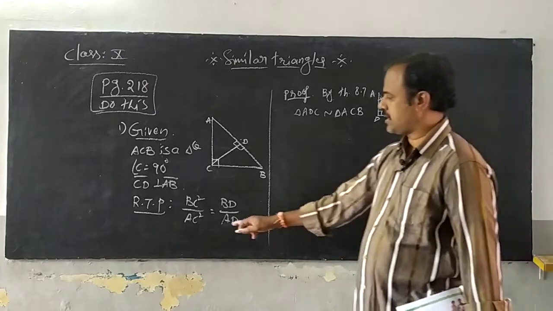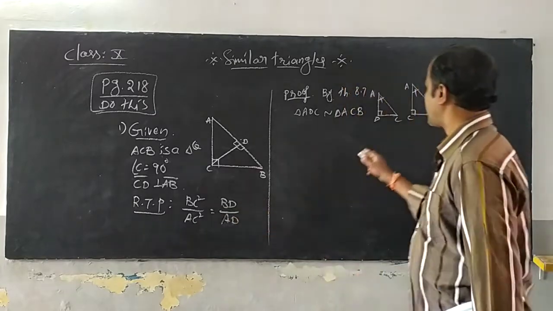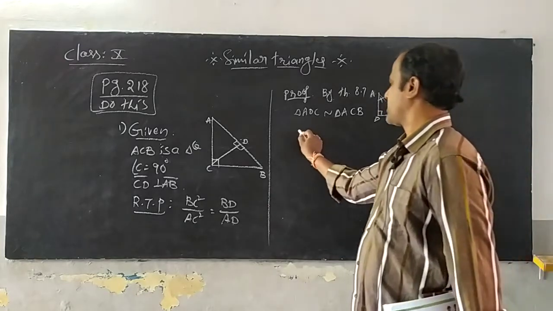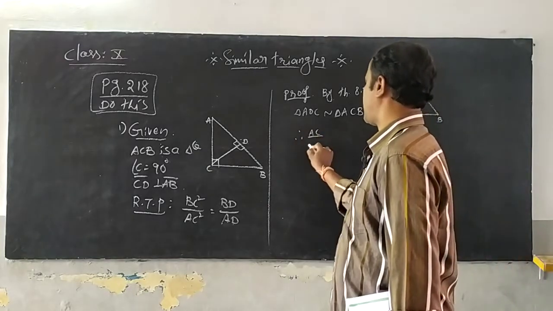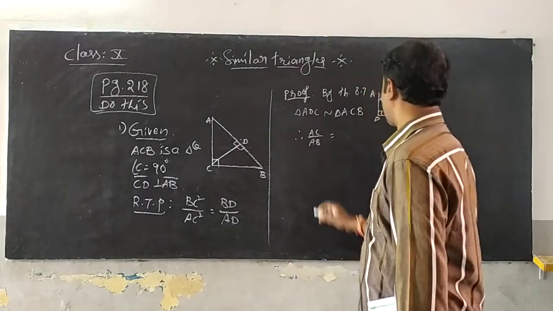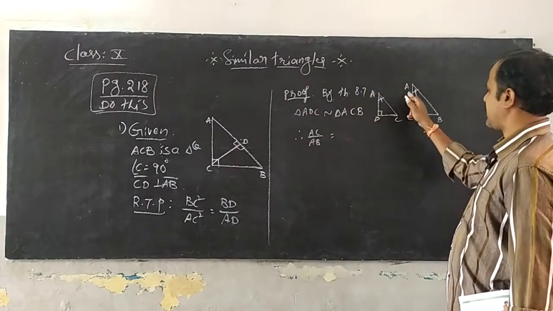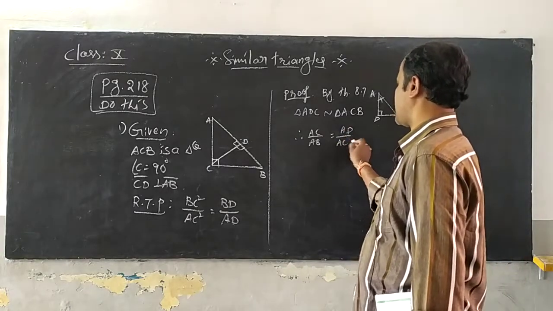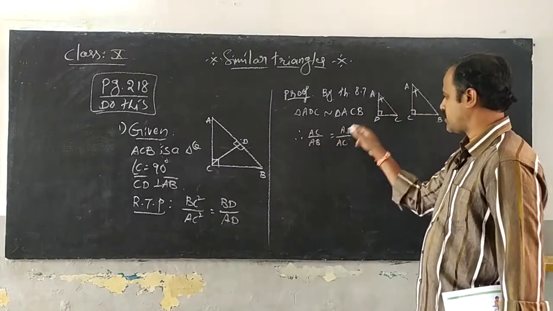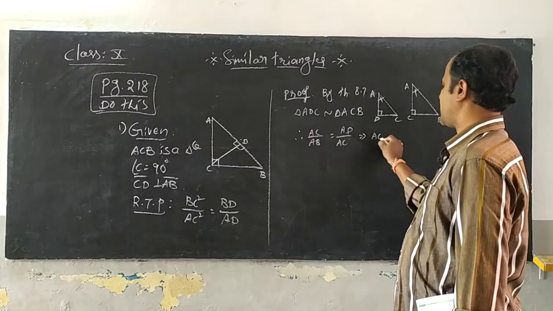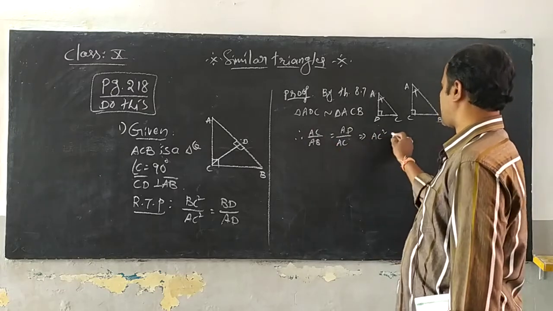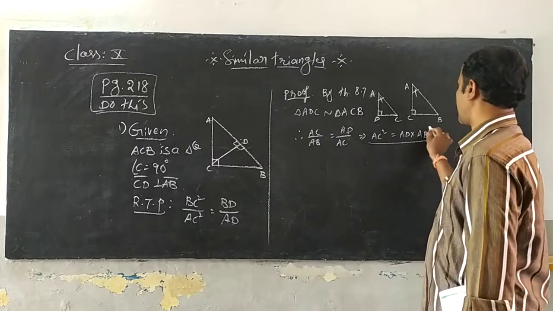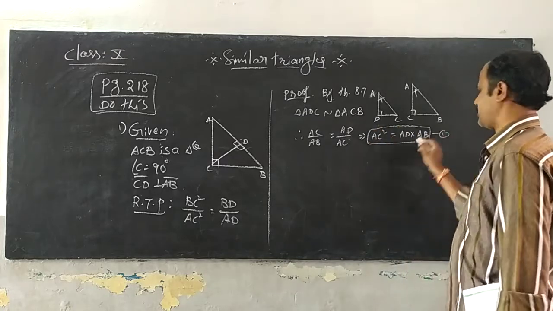Now we want AC square. So what is AC here? See, it is the hypotenuse. The same here, hypotenuse AB. Therefore AC by AB is equal to AD by AC, since here the corresponding side to AC is AD. Now make the cross multiplication. What do you get? AC into AC, that is AC square, is equal to AD into AB. Okay, this is equation 1.